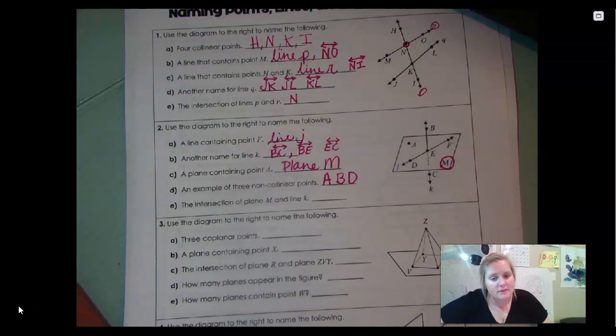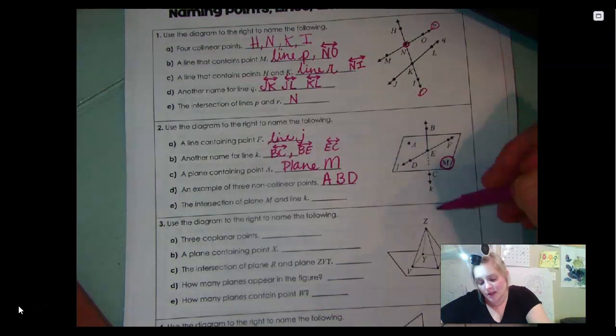That's just one example. You could have said A, B, F. That would have been fine. Or you could have said A, D, C. That would have been fine. So lots of different options.